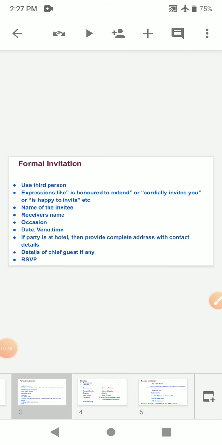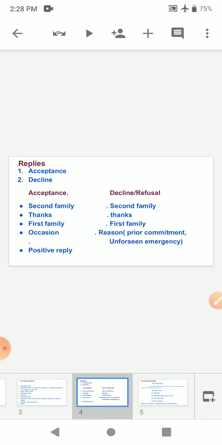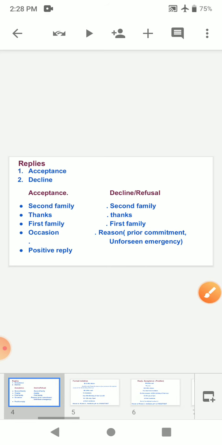Then, if somebody has invited you for any occasion, you reply accordingly. If you are going to the event, you reply with your acceptance of the invitation. If you are not going there, you just decline the invitation. You write the refusal, and then you are also supposed to mention the reason. So when you are writing back, I will tell you the format later.